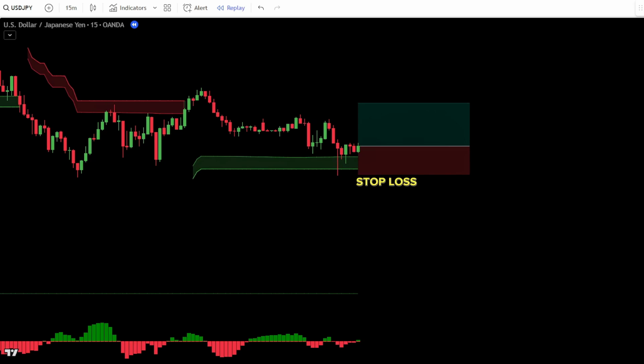Place the stop loss slightly below the lowest supertrend zone line. Use a take profit target with a risk to reward ratio of 1 to 1.5.